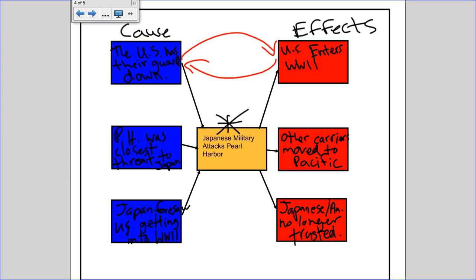All right, so what we have here is causes. You might have 30 causes and 2 effects, or the opposite way around. They don't need to match up. You do whatever is appropriate for you.